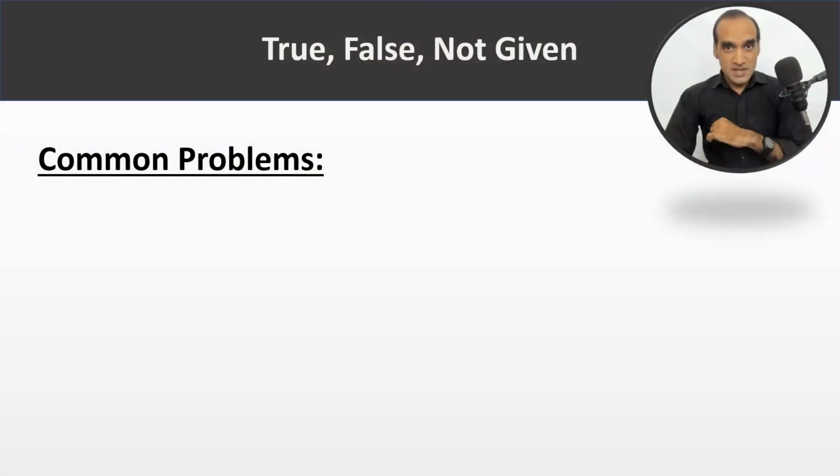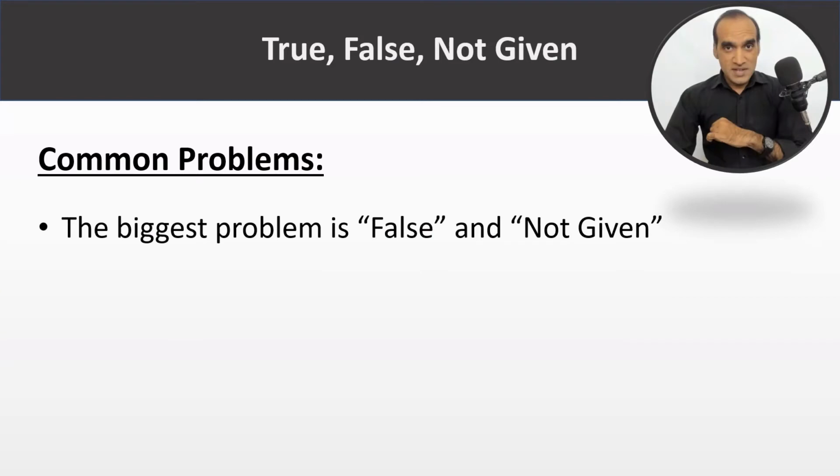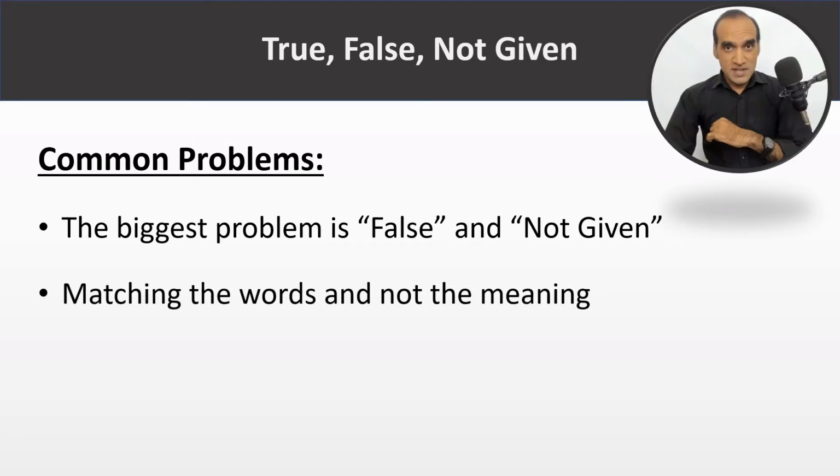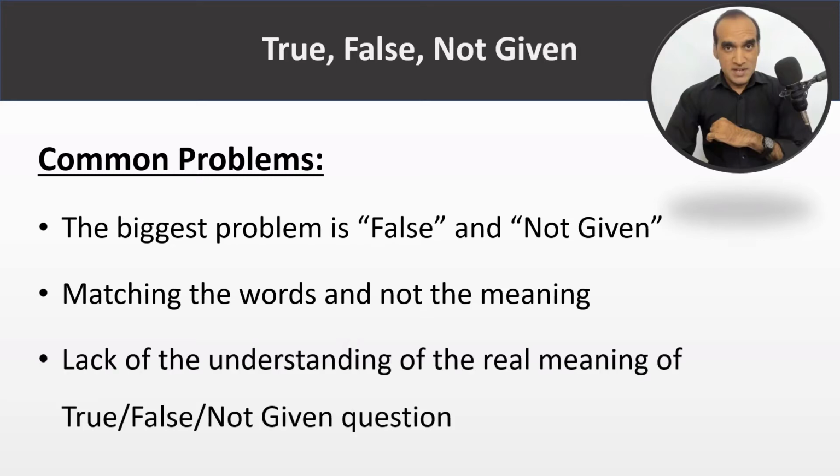Alright, now these are the common problems that students come across while they are attempting these questions. The biggest problem here is false and not given options. Most students are not used to answering these types of questions and it causes them a lot of problems because they're not sure what to look for. Another common mistake is identifying the key words in the statements and then trying to find the exact words that exactly match in the text. Finally, some students fail to understand exactly what is true, false, and not given and what they actually mean.